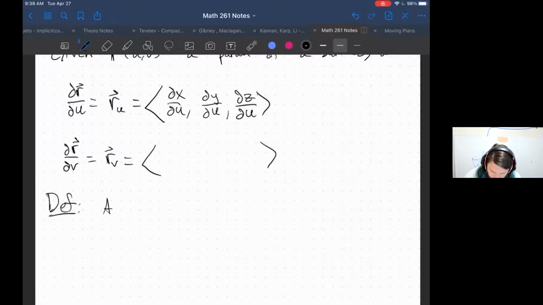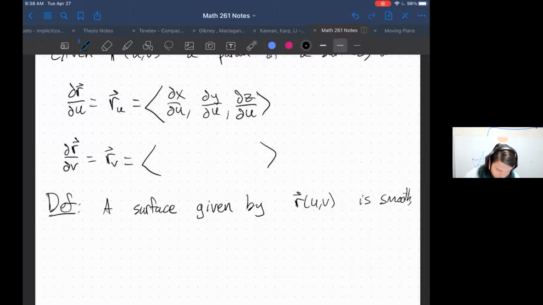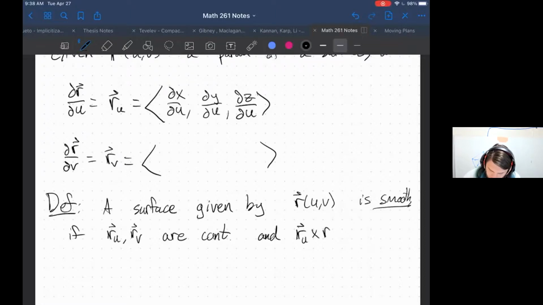Here's a definition. A surface given by a parameterization r of uv is called smooth if the partial derivatives are continuous and the cross product of these partial derivatives is not the zero vector at every point. So these are the two conditions to actually have a smooth surface.